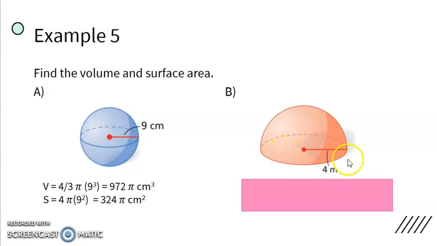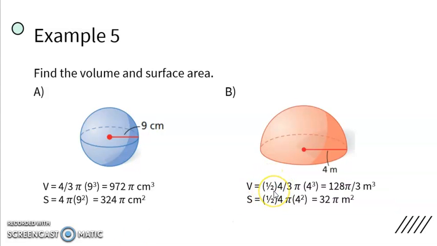For part B, notice they've given us half of a sphere, known as a hemisphere. So we need to divide our volume formula in half and our surface area formula in half to calculate this. So all I did was I put an extra 1/2 here in the formula. So volume is half of 4/3 times pi times the radius cubed, which gets you 128 pi over 3 meters cubed. The surface area, again, I added that 1/2 times 4 pi times the radius squared, and I got 32 pi meters squared.